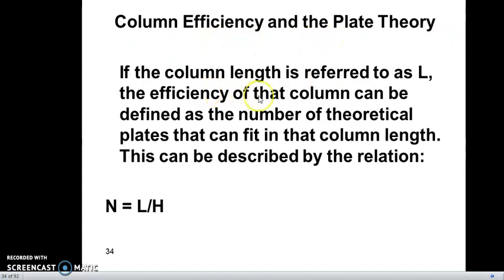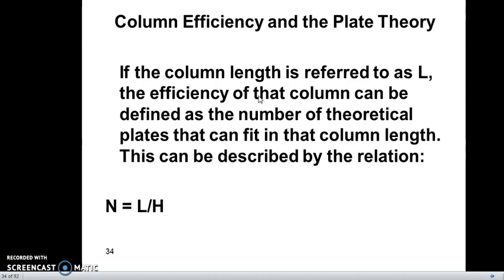What is the column efficiency? A column has a certain efficiency. Yes, definitely. The column itself consists of theoretical plates, which are fixed from the start to the end of the column length, and in this column length there is a fixed number of theoretical plates.